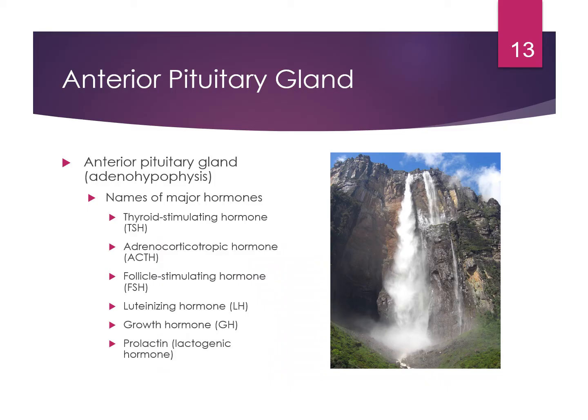When I think about how the hypothalamus and the anterior pituitary work together, I often think of it as a chemical cascade or a waterfall. The hormones that are secreted by the anterior pituitary, or adenohypophysis, are thyroid stimulating hormone, adrenocorticotropic hormone, follicle-stimulating hormone, luteinizing hormone, growth hormone, and prolactin. We're going to talk about each of those.